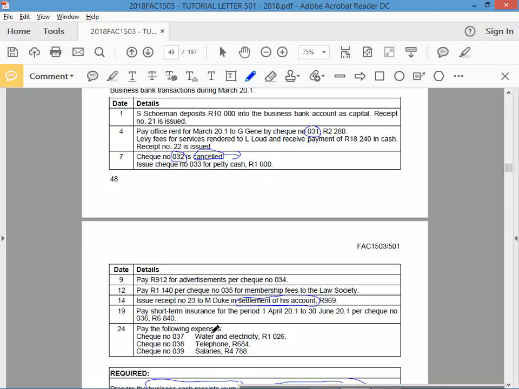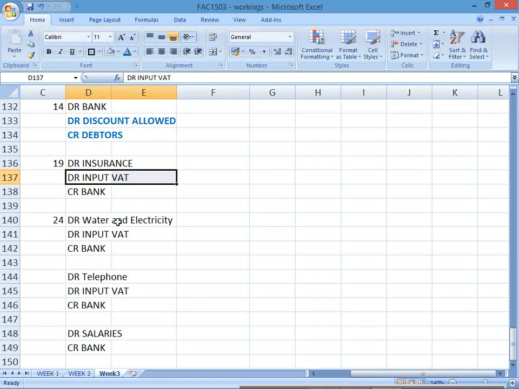The last three were really straightforward. These were all expenses you paid: water and light, telephone, and salaries. Does water and electricity have VAT? Good. Does telephone have VAT? Good. Does salaries have VAT? No, it's pay as you earn. Those are the last three.